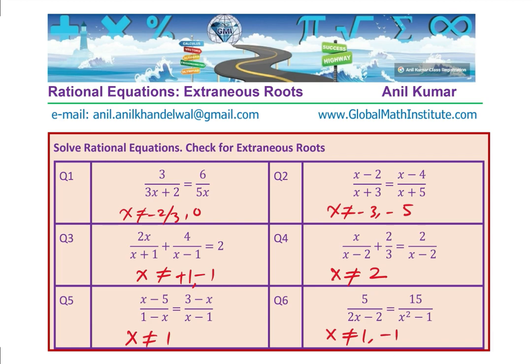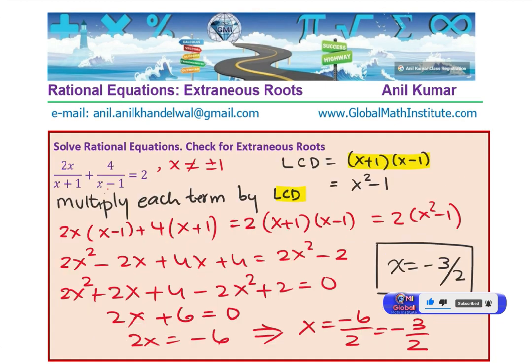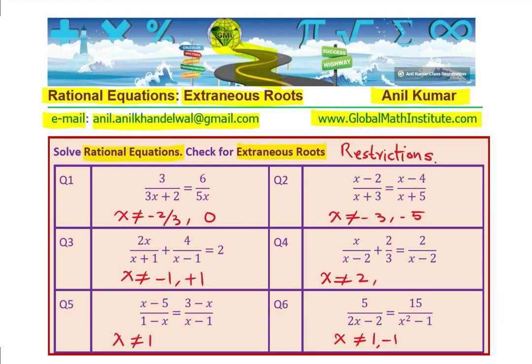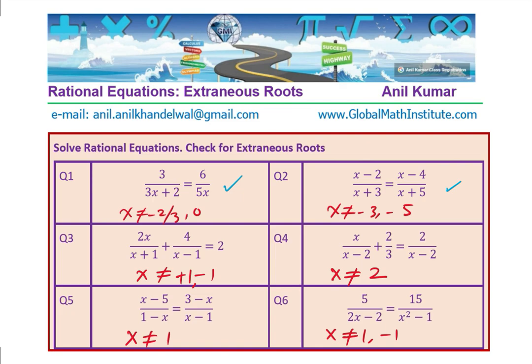We did find that the first two equations have solutions. Here we said that there is no solution, right? So in question number 3, we found that the answer was minus 3 by 2. That's correct. Okay. So in 3 we had a solution. In this particular case, we figured out that there is no solution, right? And here also no solution. In this case, we had one solution and one extraneous root.